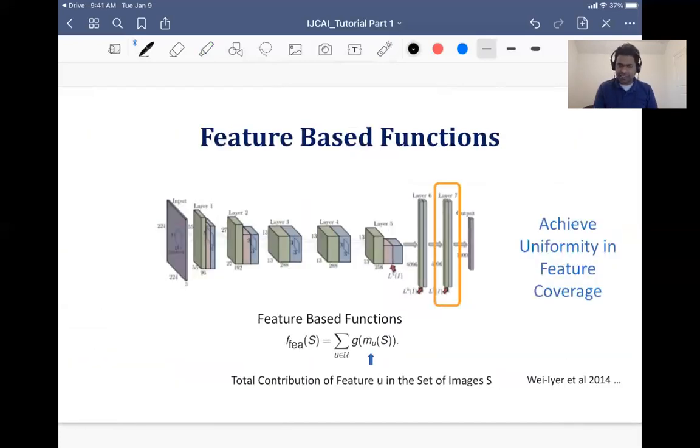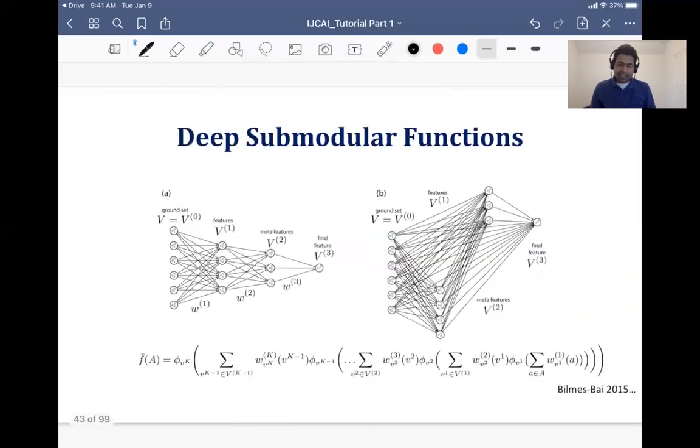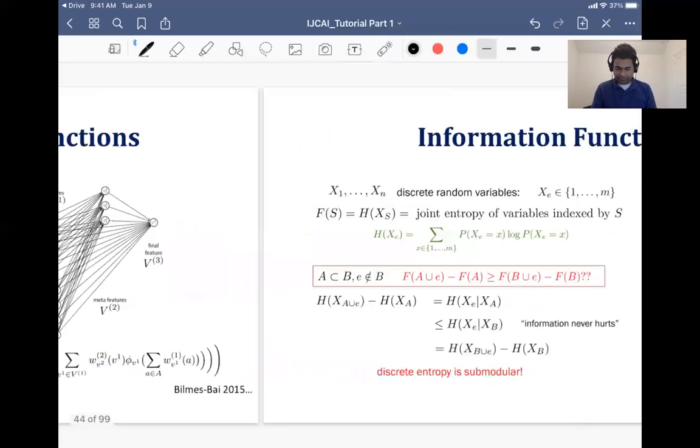Another example is feature-based functions. Feature-based functions operate on features induced by models and try to model diversity across the features. Again, this is somewhat related to coverage because each of my features covers a certain concept space, and I want to get a coverage or a diversity across these feature spaces. So that's what is induced by feature-based functions. An extension of feature-based functions was recently studied, called deep submodular functions. Deep submodular functions do this hierarchically, and in some sense, you can learn an end-to-end deep model which learns the features and is also aligned with the submodular function. So this is known as deep submodular functions.